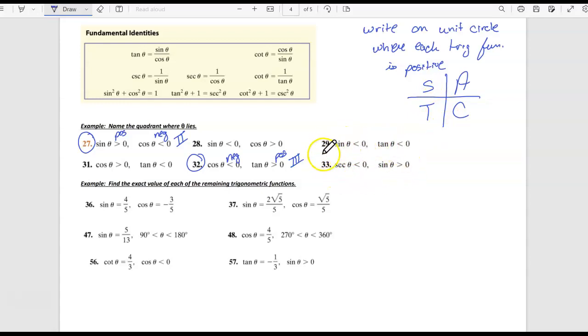Let's do another one. We'll do 33. So secant is going to be negative. If the secant's negative, then that means cosine is going to be negative too. And the sine is going to be positive. So then cosine negative, sine positive. That's going to happen here in quadrant 2.